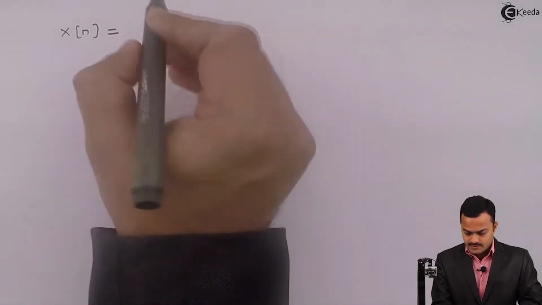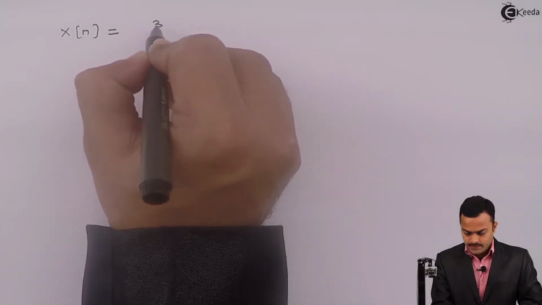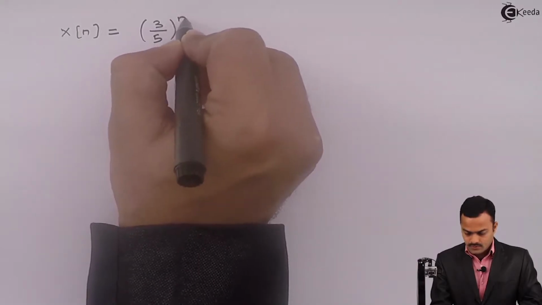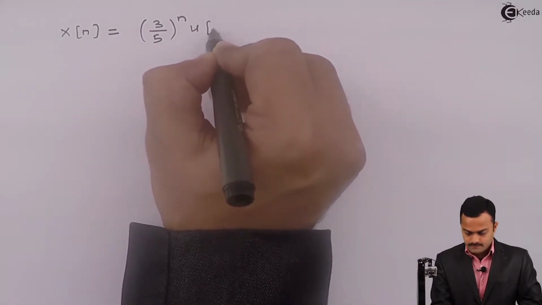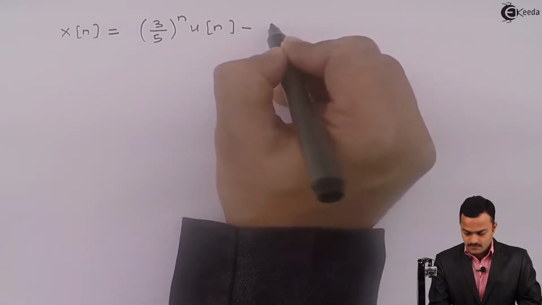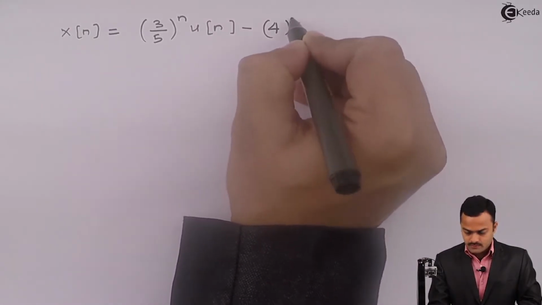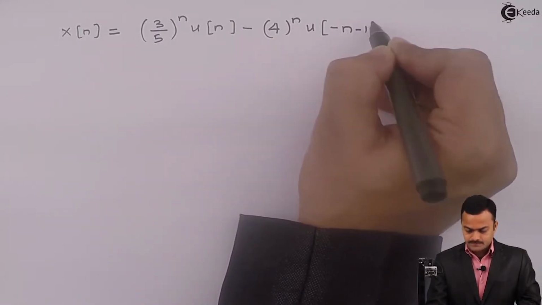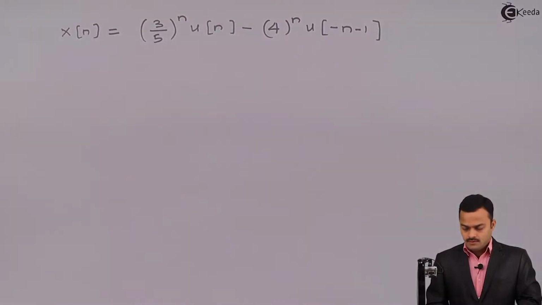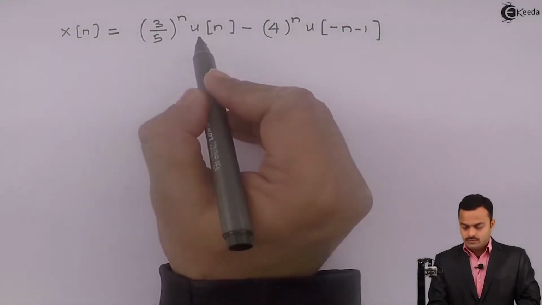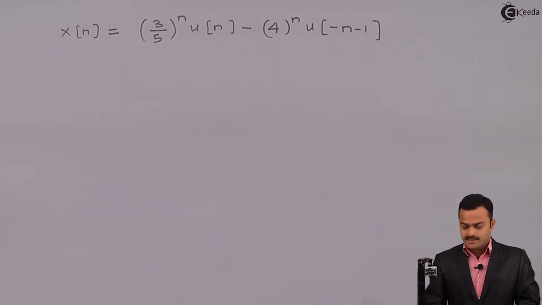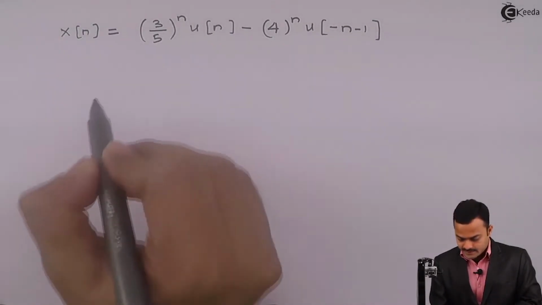x of n equals (3/5) raised to n, u of n, minus 4 raised to n, u of minus n minus 1. Now we need to find out how the signal looks in order to get the energy and power of the signal. So let's plot this x of n against n.